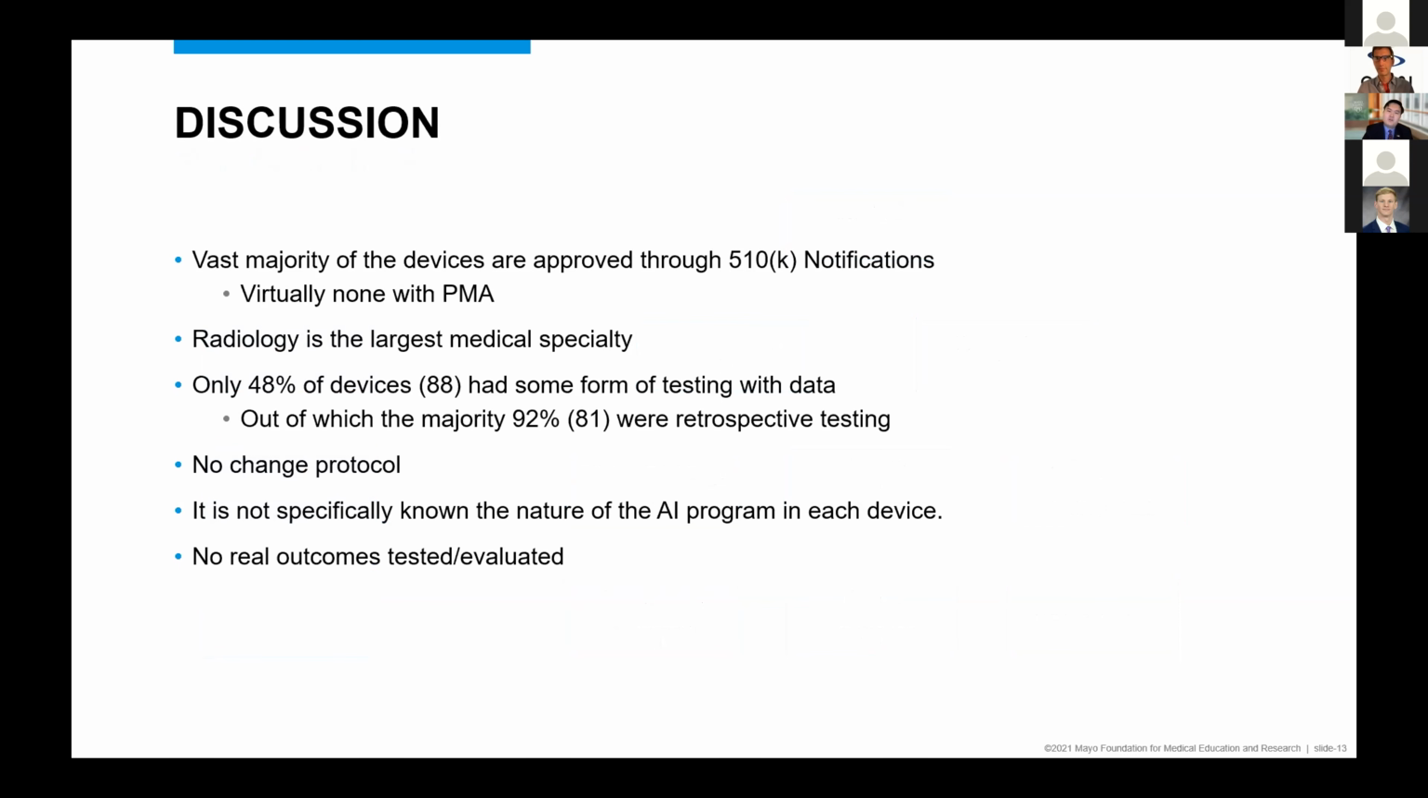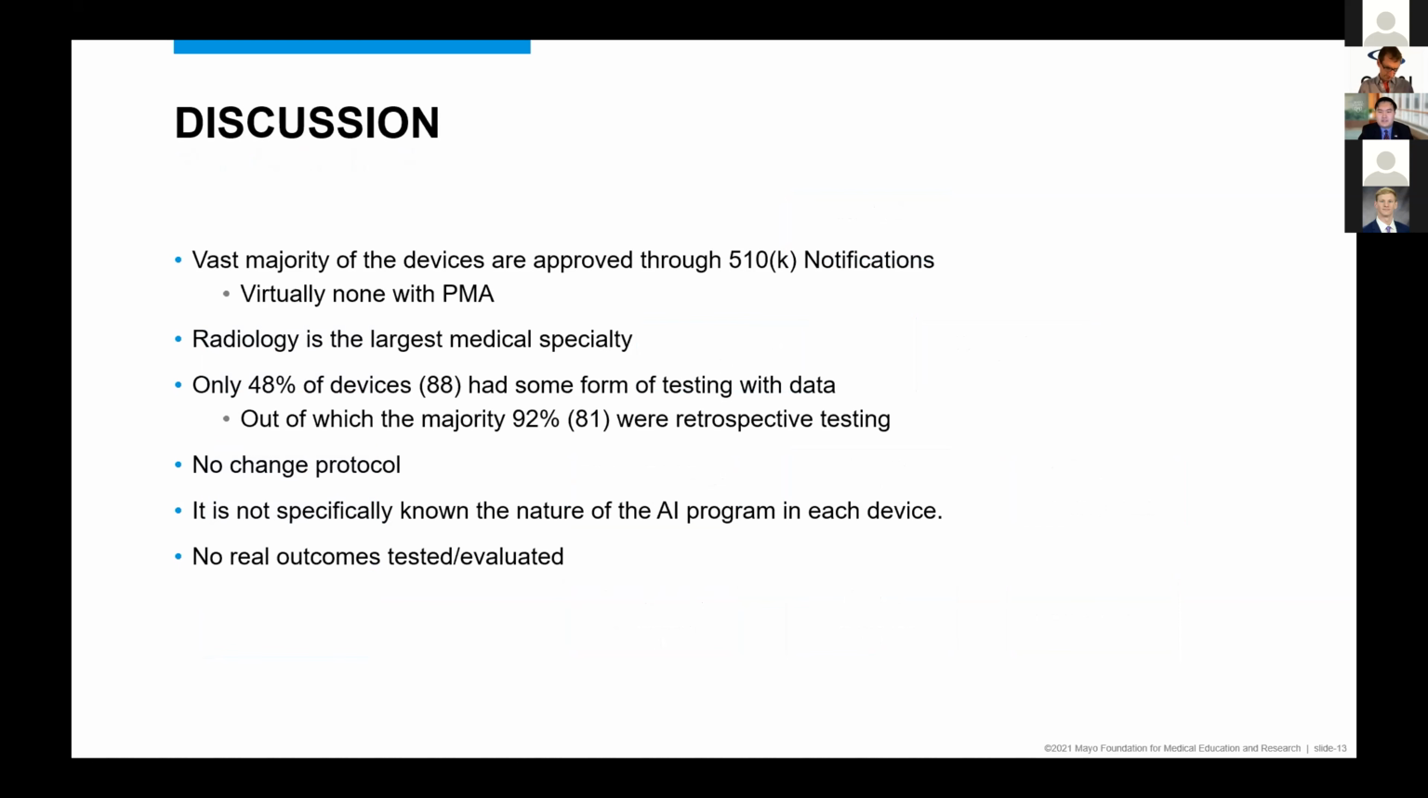And so our study makes clear that most of the devices are approved through 510(k) clearance, whereby the standard of proof only needs to be that they perform as good as or better than another previously approved device. These devices generally do not report clinical testing data. Only 7 were prospective studies. There was one instance of a device reporting a change protocol in which they specified how they would guard against unwanted or unplanned change in the algorithm.